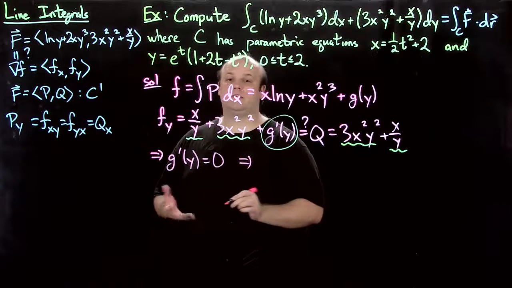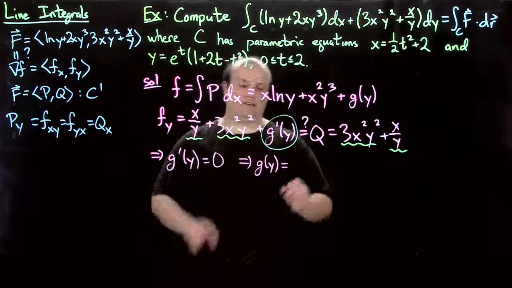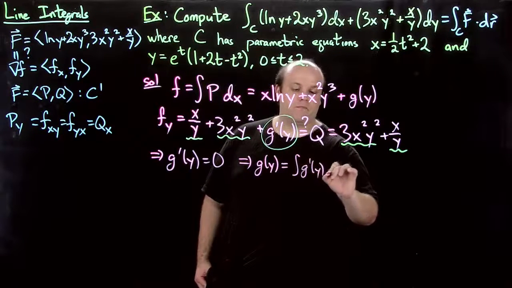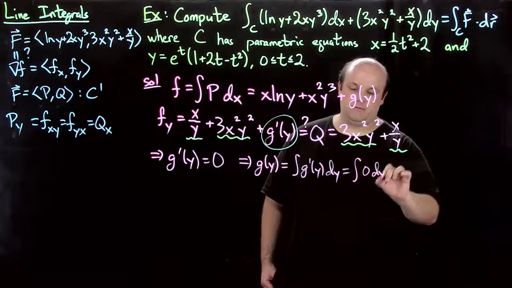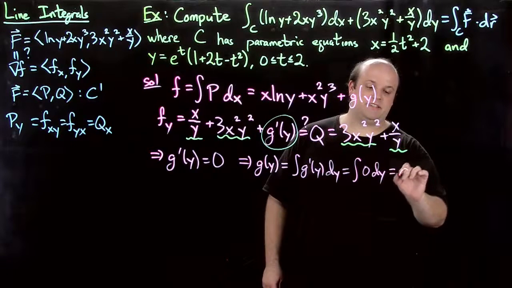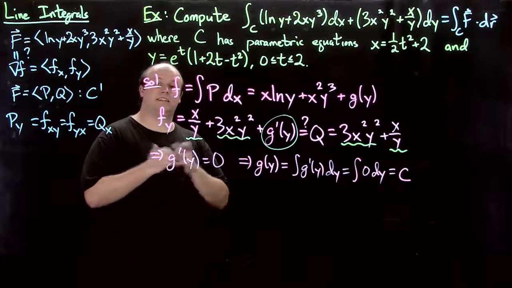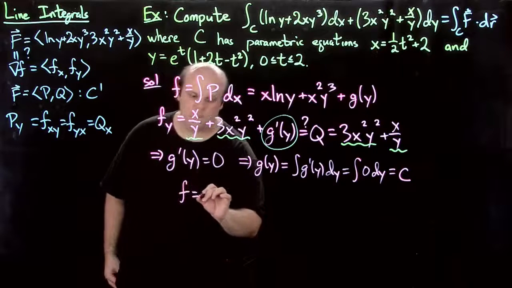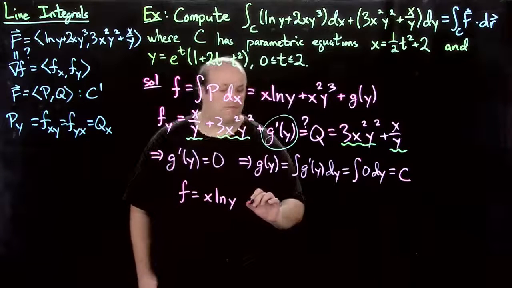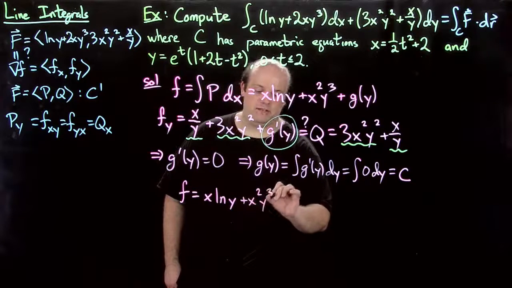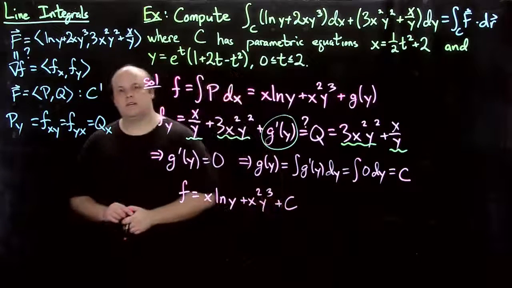Well, we still need to solve for g, so that means g of y, well, if we integrate this, we just get the integral of 0 dy, so that's what g prime is, so we just get some constant. Right? Now, this is going to tell us every potential function. So if we write down f equals x ln y plus x squared y cubed plus c. So that's a whole family of potential functions, right?